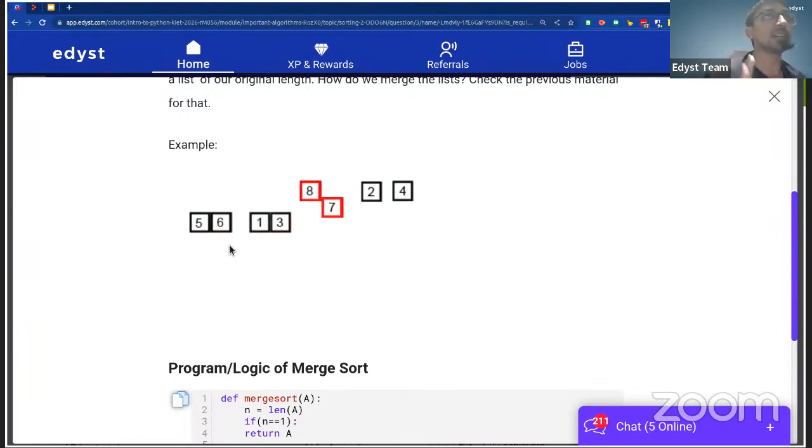Is it a little bit clearer now with the illustration? Is it clearer? Okay.